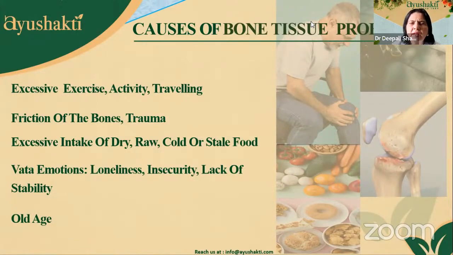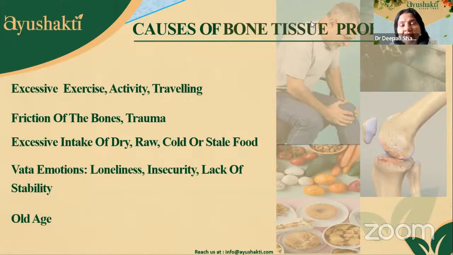Causes of bone tissue problems. In Ayurveda, they believe excessive exercise, activity, and traveling generate excessive vata, meaning excessive air in the body. And what is the function of air? It will dry things up and they will start deteriorating. So we have cartilage and lubrication between the two bones, which slowly fade away and decrease. Friction of bones, trauma, and excessive intake of dry, raw, cold, or stale food all increase vata.